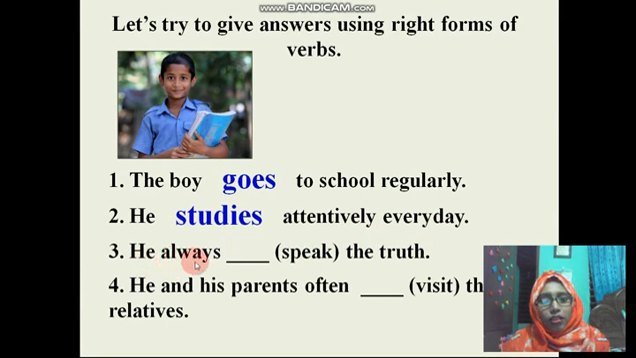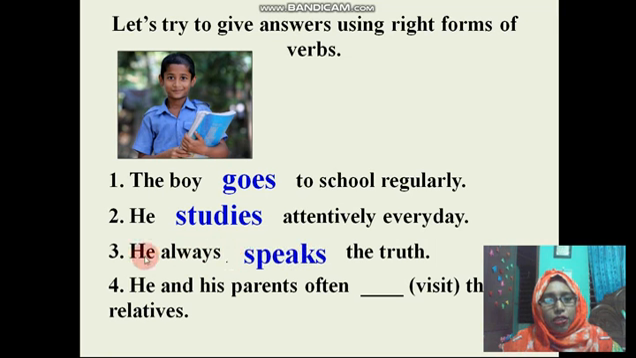He always (speak) the truth. So he always, here there is a word always. That's why you have to use speaks, because he is a third person singular number and speak is a present form of verb, and with the present form of verb you have to use s.